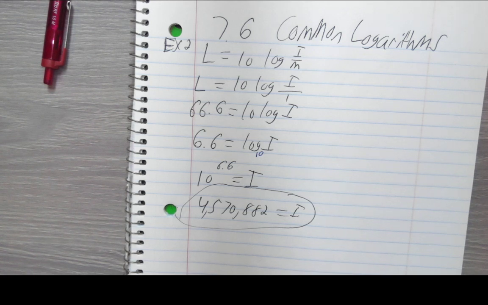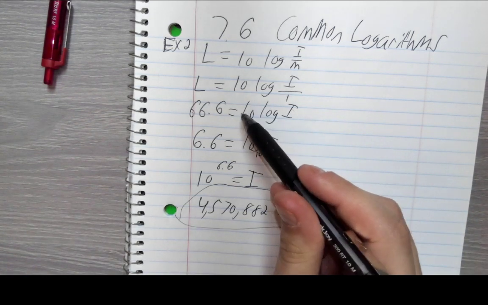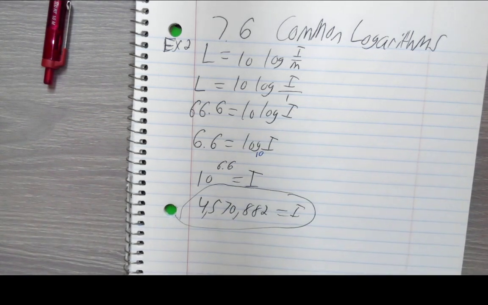Why did it go from 66.6 to 6.6? Sarah, I did that because I divided by 10. So you can see in my example, this is 10 times log I. So if you divide, get rid of that 10, divide by it, you get 6.6.